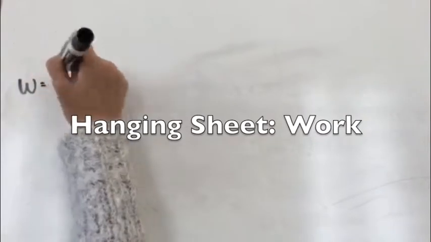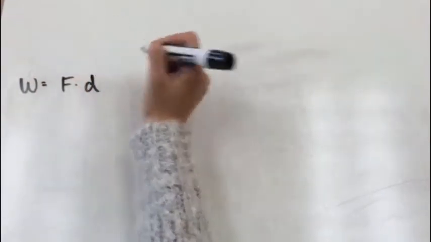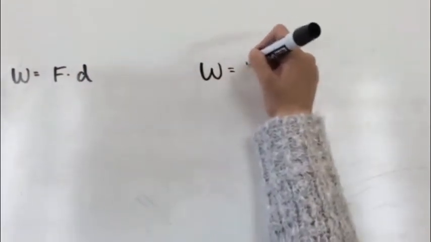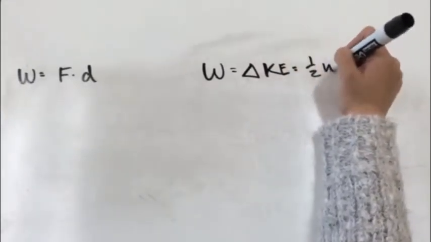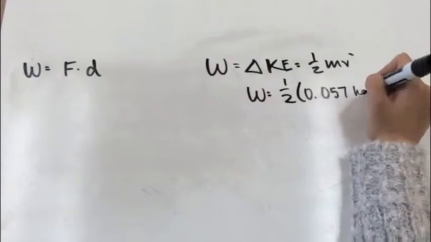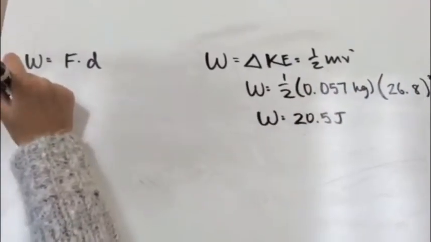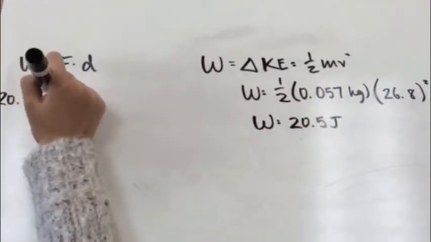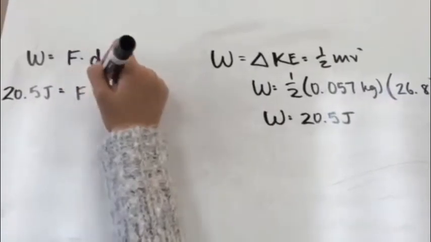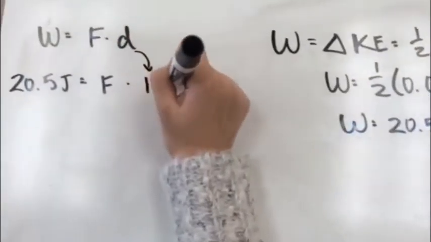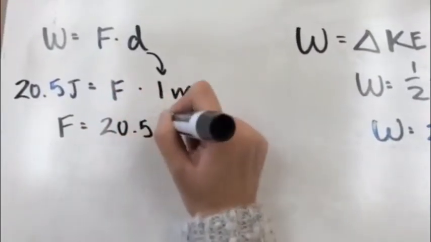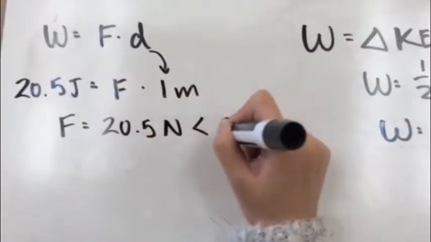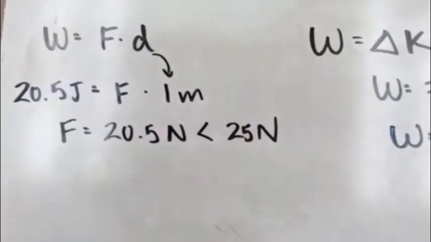This can also be explained by work. The equation for work is work equals force times distance. However, there's another way to get work, which is the change in kinetic energy, equal to 1/2 mv squared. We're going to use the same values as in the last few equations. You get work equals 20.5 joules. We're going to plug that back into the work equation, and this time plug in a distance to find a force. The distance, when you throw it against a hanging sheet, is pretty big, 1 meter. You're going to get the force to be 20.5 newtons, which is less than the 25 required to break the egg.